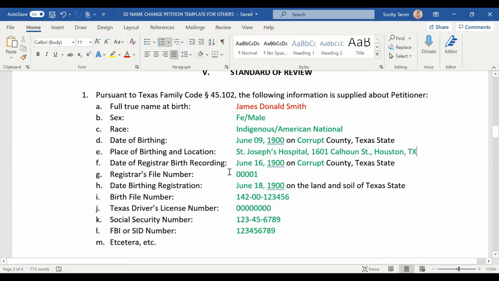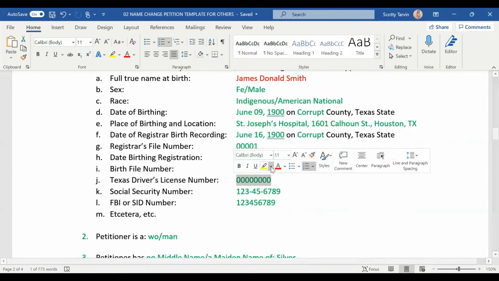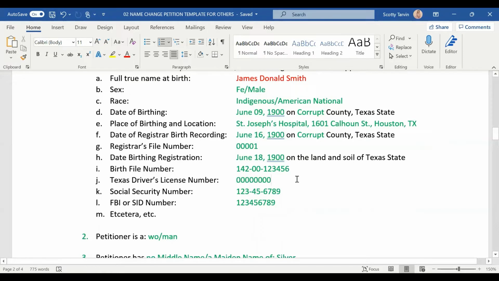Date of registrar, birth recording. Mine was a week later. Okay. Registrar's file number. Date of birthing registration, just 2 days later, on the land and soil of Texas State. My birth file number, 142 represents Texas. This would be the year that you were born, and that's the actual number of the filing. Okay. Texas driver's license number. Yep. You don't have to put that in there.